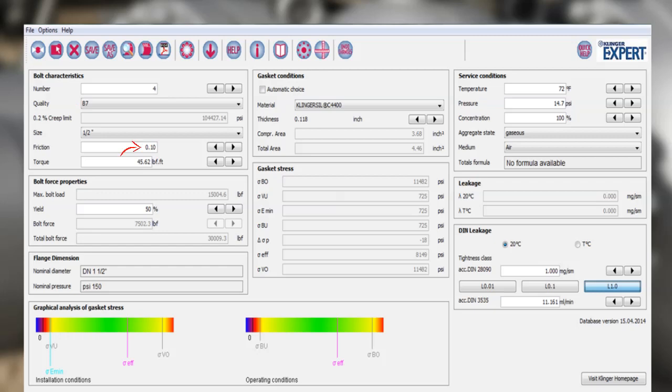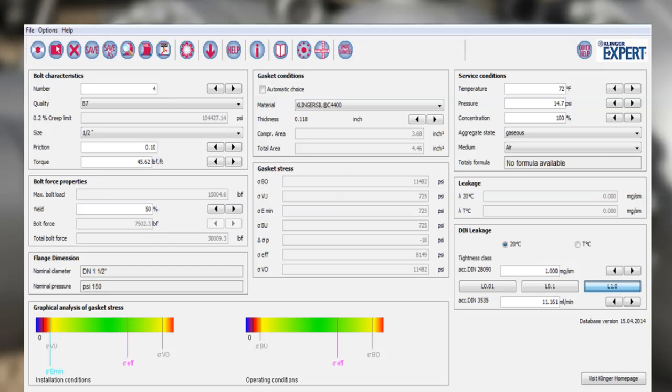I've told it to have a 0.10 coefficient of friction. That is low. A standard coefficient of friction would be 0.14 or 0.15. Any of the lubricants that you're going to use to lubricate those bolts, on the bottle or on the tube, it'll be marked what that coefficient of friction is. So that's where you can reference that information.